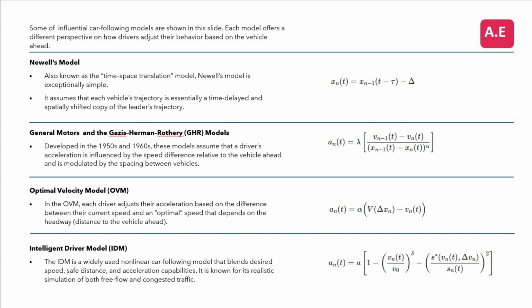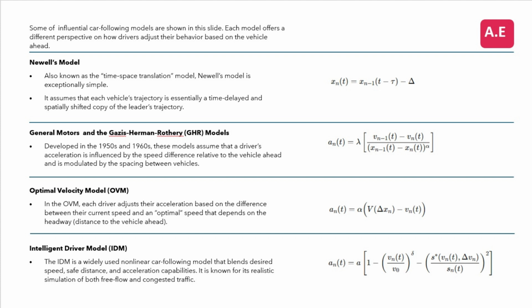General Motors and the Gazis-Hermann-Rothery (GHR) models. Developed in the 1950s and 1960s, these models assume that a driver's acceleration is influenced by the speed difference relative to the vehicle ahead and is modulated by the spacing between vehicles.